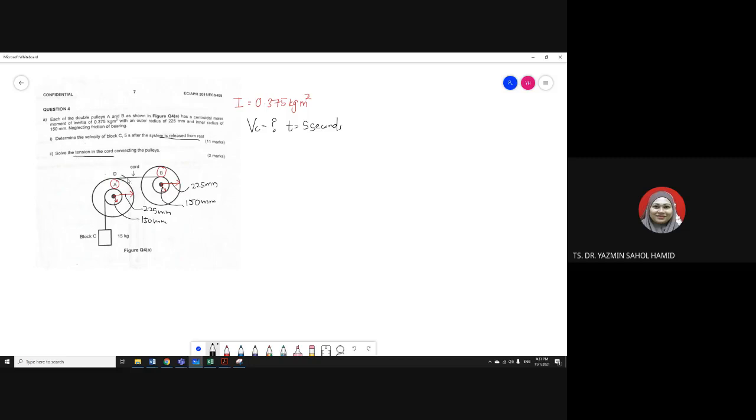So here we have tension of the cord. Let's label this cord TD because there's a label D there. It behaves in tension, so it's pulling. As you can see, it is pulling the pulley. So we need to find the tension of the cord. This one we have to find the velocity of block C. Now to answer the first question, the velocity of block C, what method do you think we need to use to solve this question?